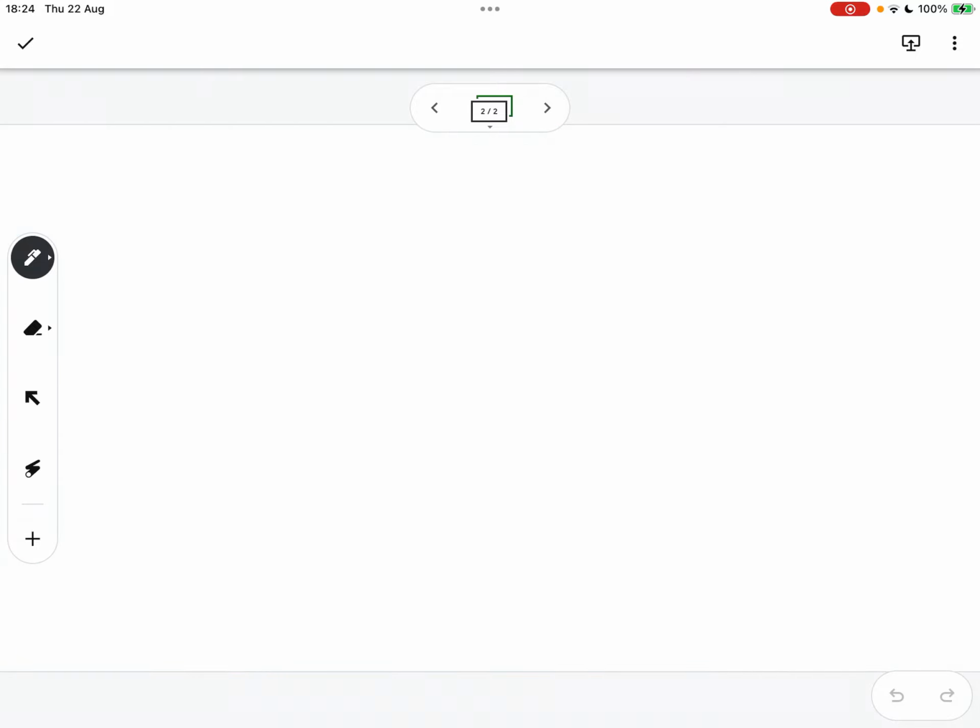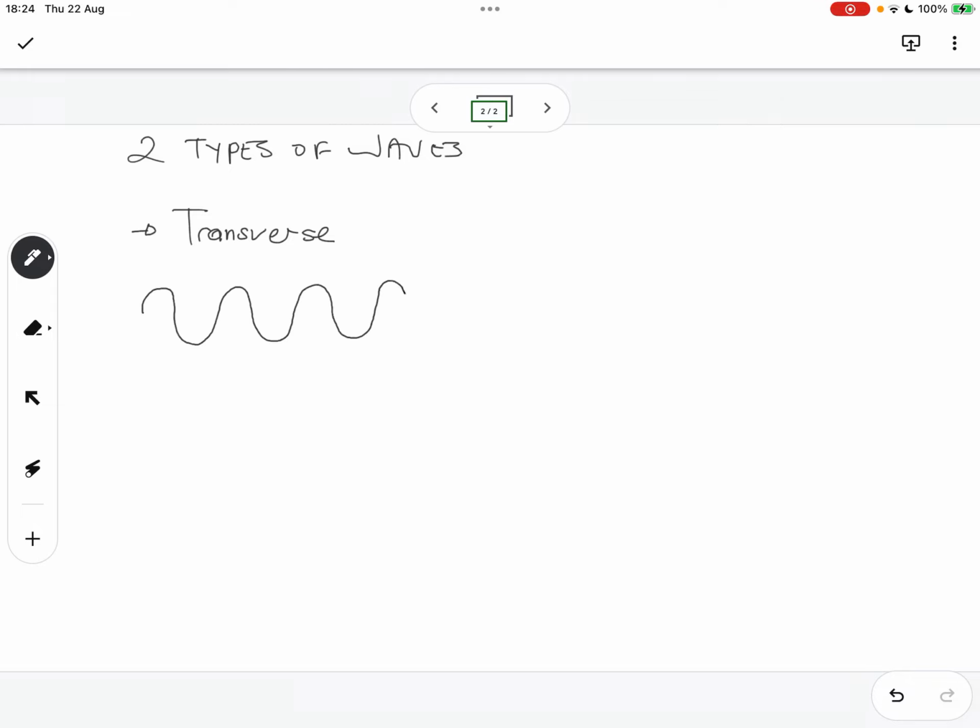So that's then our topic there on waves and how we can discuss them in natural phenomena. There are two types of waves. The first one is transverse, and these look like your sine graphs, right? And then we have longitudinal waves.